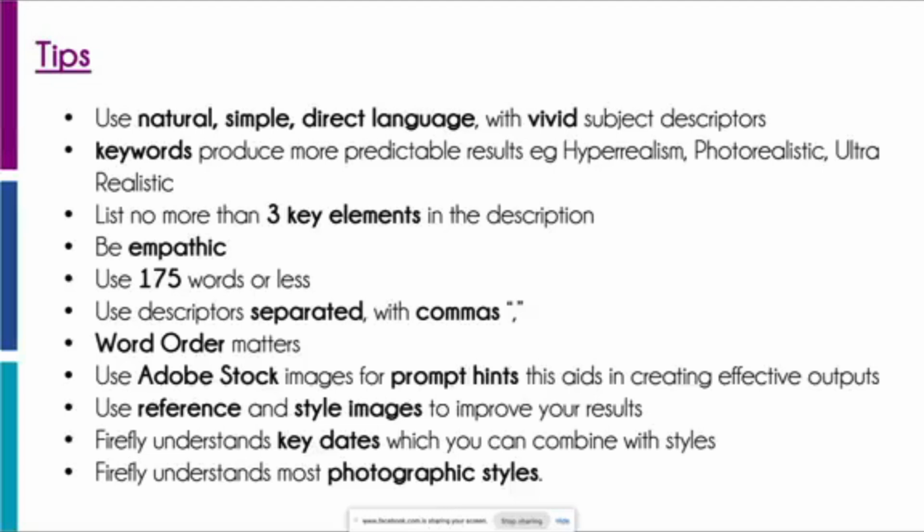So for example, I want something that's hyperrealism or photorealistic. So put these kind of keywords in that you are wanting, like, I want golden hour, or I want sunset, whatever it is, I want a wide shot, right? Then limit your key elements, the main elements that are going to make up your image. So don't have more than 3 of these in your description.